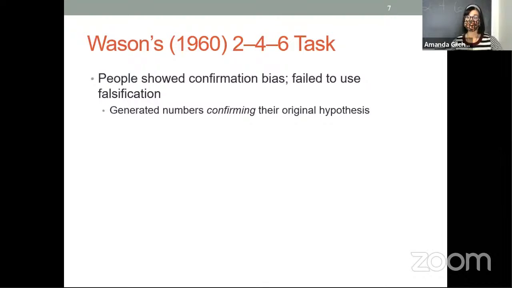So congratulations, we all engage in confirmation bias, and I am not immune to this. When I was given the 2, 4, 6 task in my cognitive psychology class, I did the exact same thing. So I am not immune. It's not like I never do this. I do this all the time.